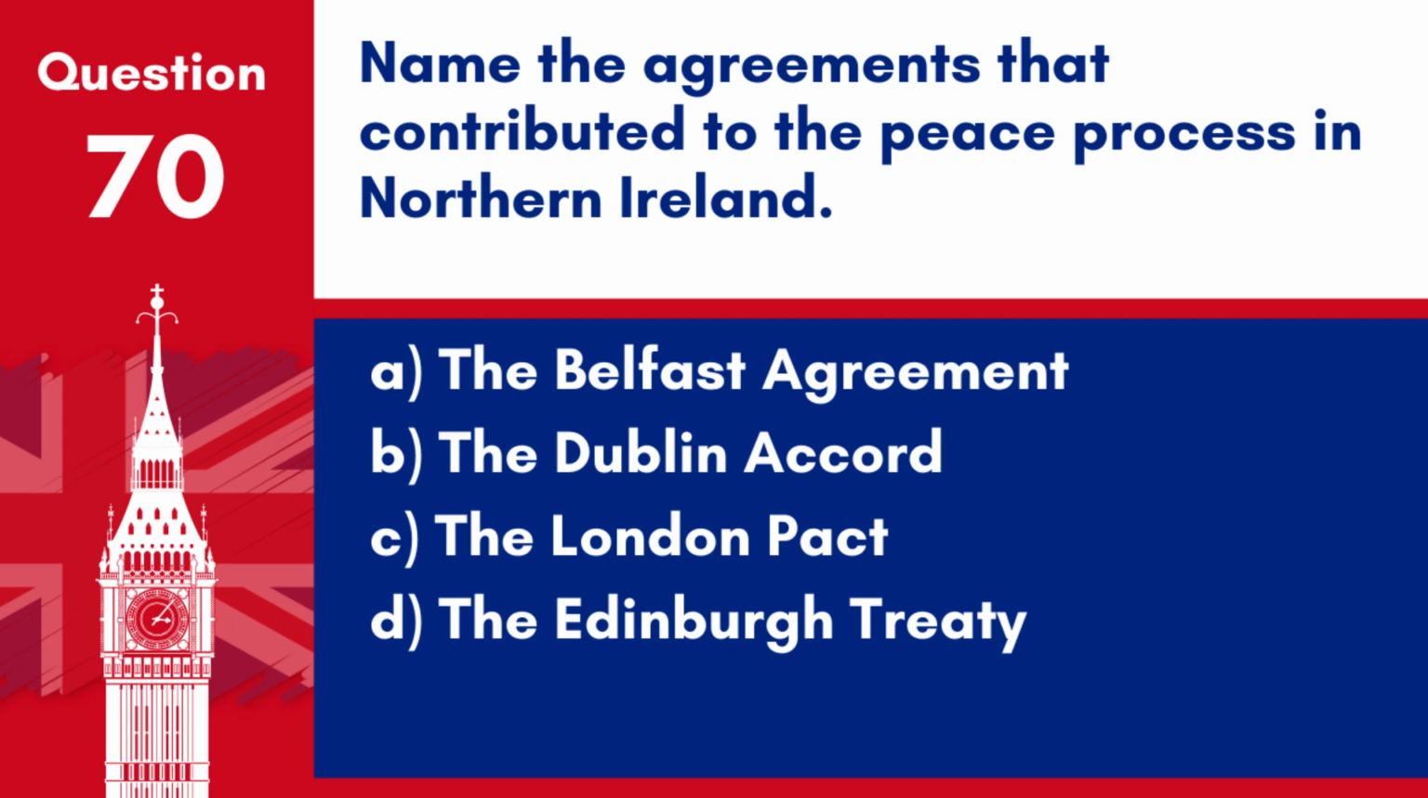A. The Belfast Agreement. B. The Dublin Accord. C. The London Pact. D. The Edinburgh Treaty. Answer: A. The Belfast Agreement, also known as the Good Friday Agreement. It was a major political development in the Northern Ireland peace process of the late 1990s.